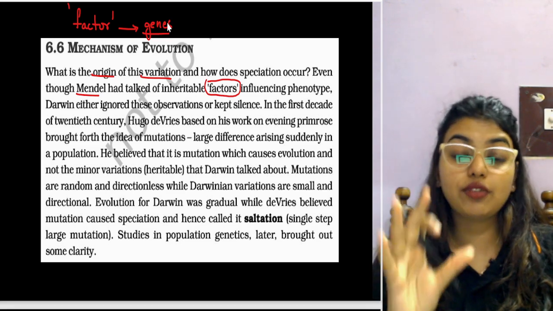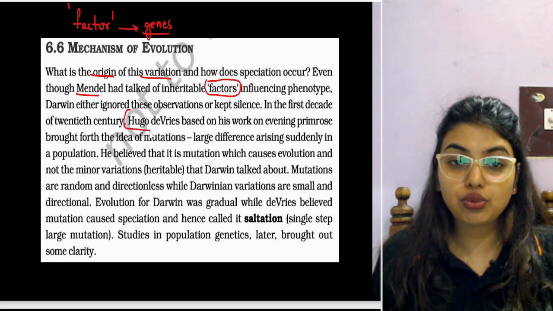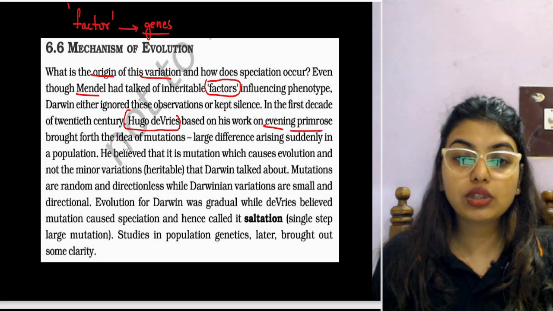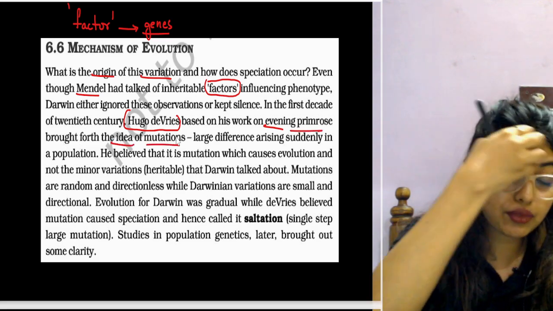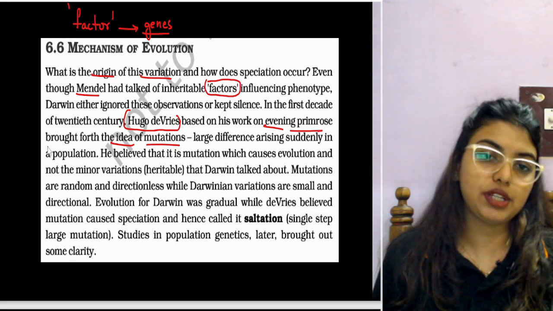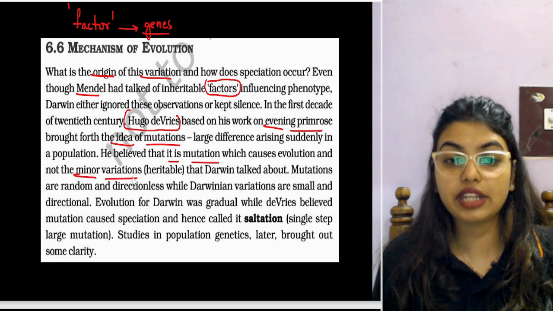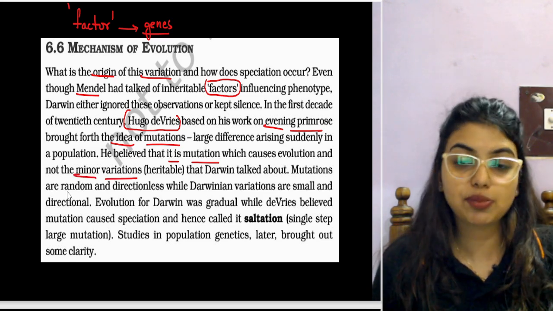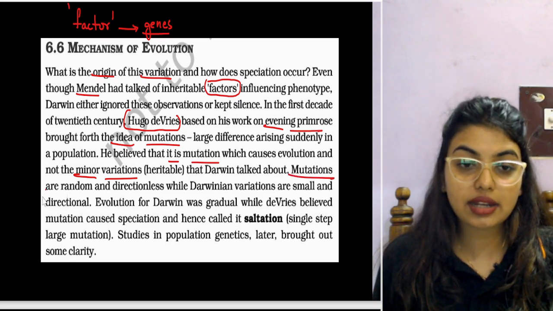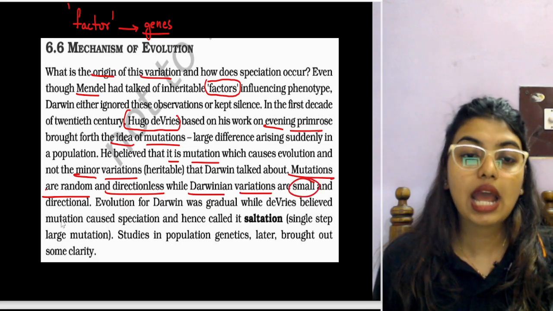In the first decade of the 20th century, Hugo de Vries, very important, based on his work on evening primrose, brought forth the idea of mutation. Large differences arising suddenly in a population. He believed that it is mutation that causes evolution and not the minor heritable variation that Darwin spoke about. So mutations are random, very important students. Mutations are random and directionless, while Darwinian variations are small and directional.